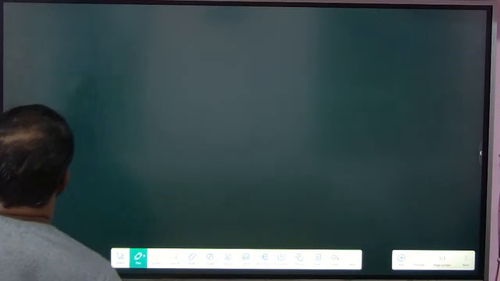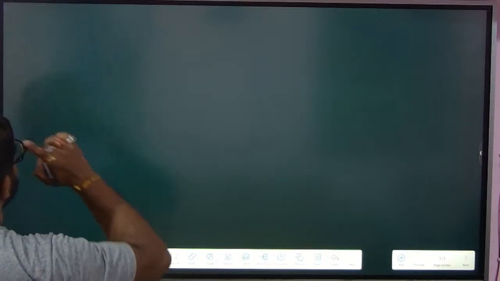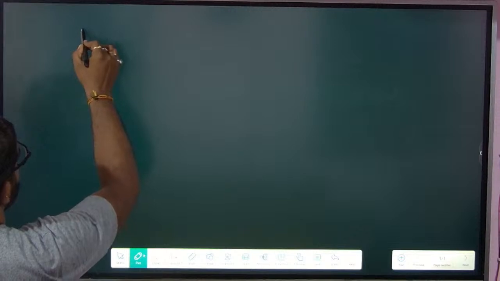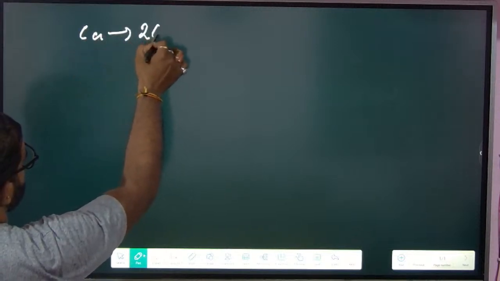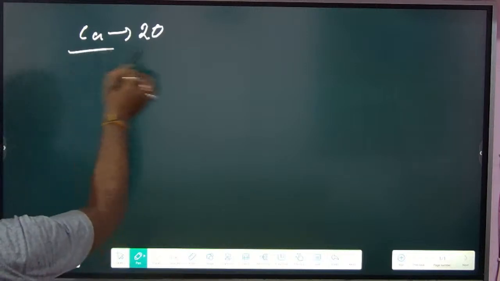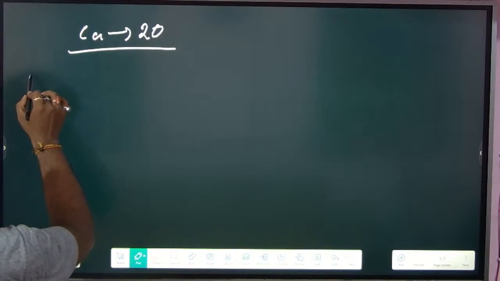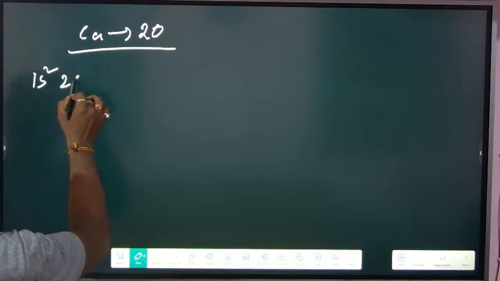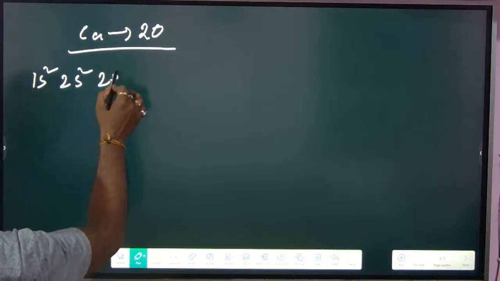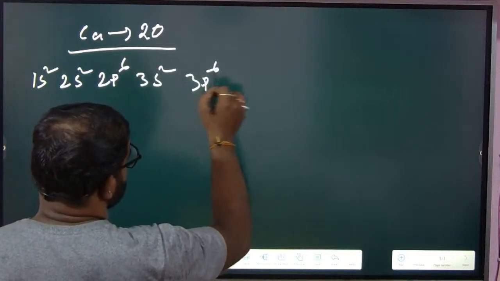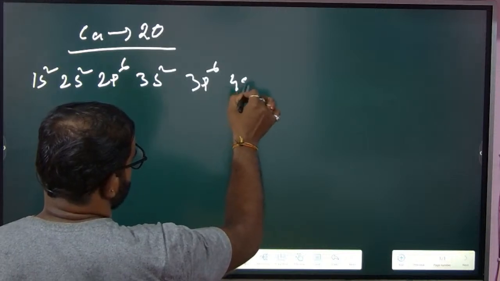Now let us take an example. Suppose we will do the electronic configuration of calcium, which is at number 20 position. What will be the configuration? First 1s2, then 2s2, then 2p6, then 3s2, then 3p6, then we will have 4s2.